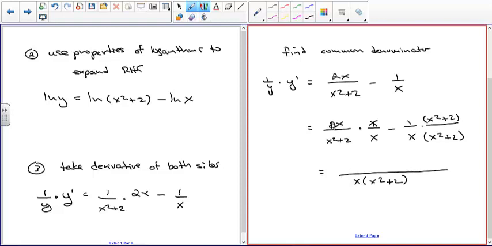And in the numerator, we'll have 2x times x, which is 2x squared. And then we'll subtract x squared plus 2. Except I need another negative sign there because I need to apply that to both terms. So it'll be minus x squared minus 2. And then we combine like terms, so we'll get x squared minus 2 divided by x times x squared plus 2. So that's the right-hand side simplified.